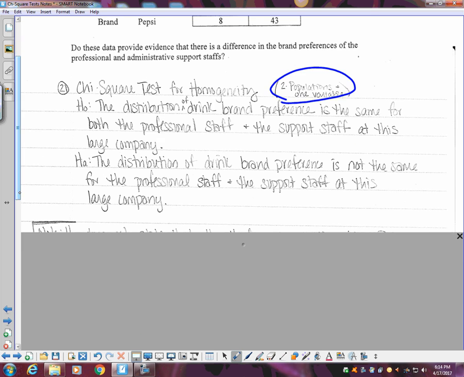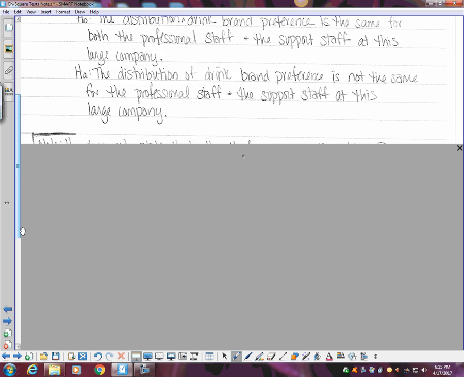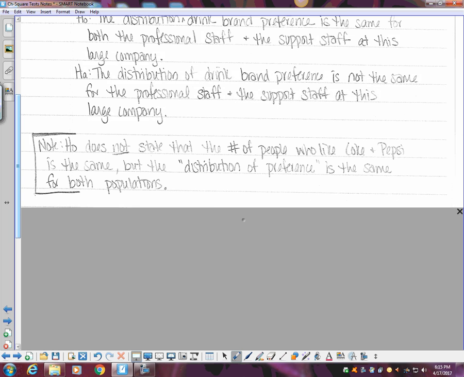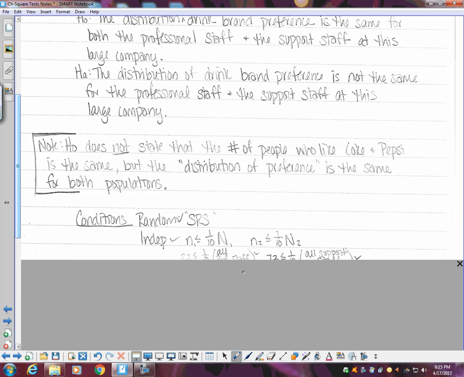Okay, so my H sub O, the distribution of drink brand preference is the same for both professional and the support staff at this large company, and your H sub A is that it's not the same or that it's different. Again, homogeneity is going to be the same. Note this does not state that the number of people who like Coke and Pepsi is the same, but the distribution of preference is the same for both populations. So it's not about the number of people who like Coke and Pepsi being the same, but the distribution of preference is the same.